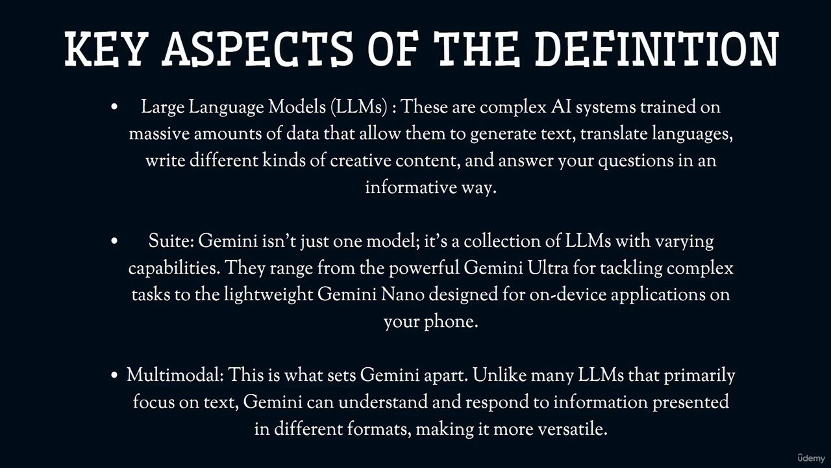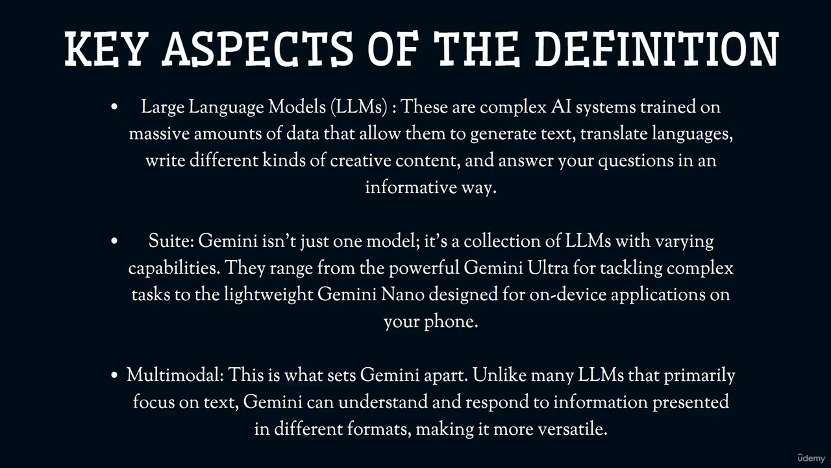Okay, and the next one is multimodal. So this is what basically sets Gemini apart from any other AI. Unlike many LLMs that primarily focus on text, in the case of ChatGPT also we have seen. Those primarily focus on text: if you give any kind of text input, it will give you a text outcome. But Gemini can understand and respond to information presented in different formats, making it more versatile.